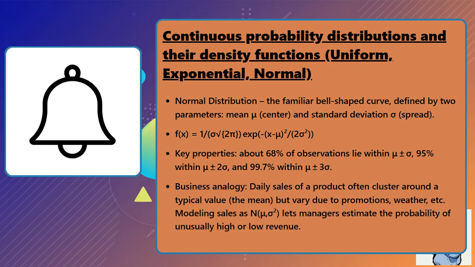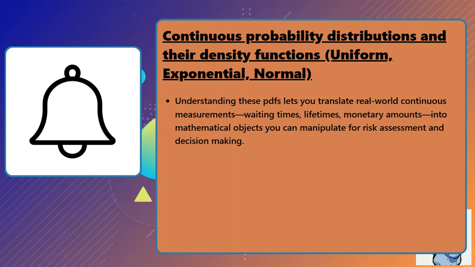Business analogy. Daily sales of a product often cluster around a typical value, the mean, but vary due to promotions, weather, and so on. Modeling sales as normal(mu, sigma squared) lets managers estimate the probability of unusually high or low revenue. Understanding these PDFs lets you translate real-world continuous measurements, waiting times, lifetimes, monetary amounts, into mathematical objects you can manipulate for risk assessment and decision-making.